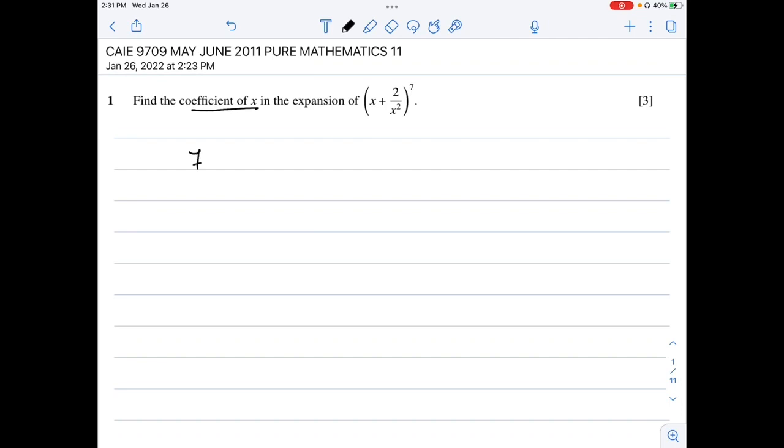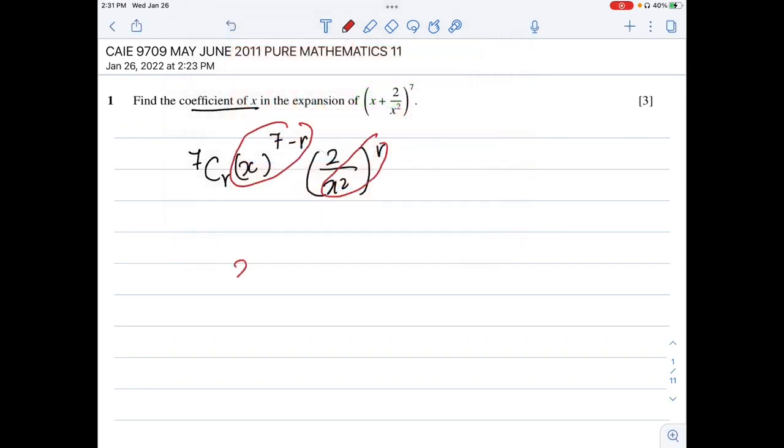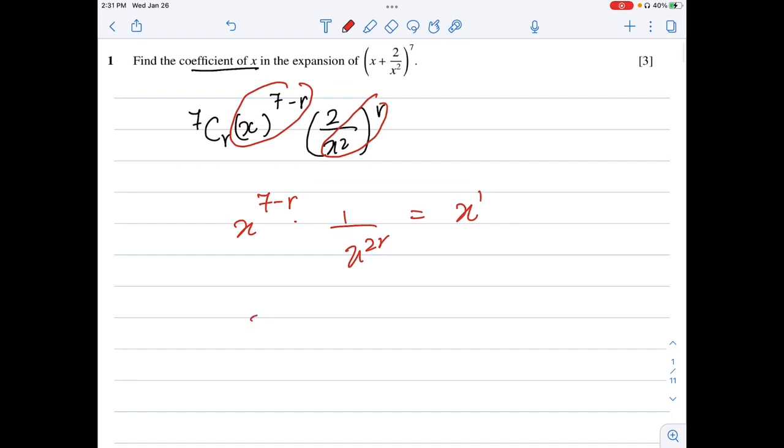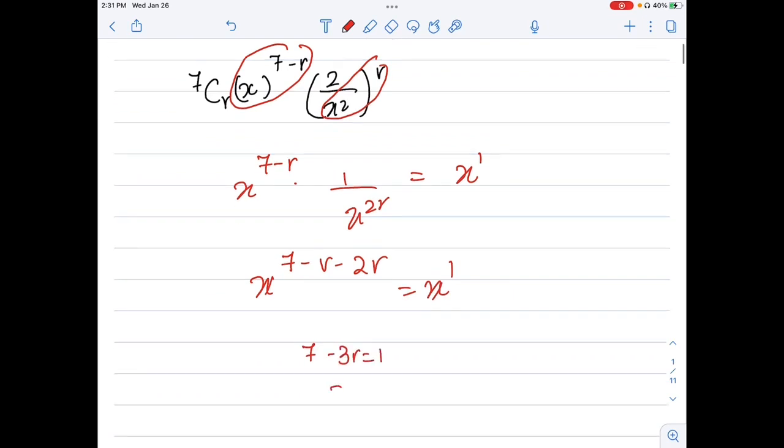So I write the general term, 7Cr, x to the power of 7 minus r, (2 upon x squared) whole to the power of r. I want the coefficient of x, so first of all, how do I get x out? x to the power 7 minus r, 1 upon x to the power 2r, is equal to x to the power 1 because I am talking about x. 7 minus r minus 2r is equal to 1. The x gets cancelled. 7 minus 3r equal to 1. 3r equal to 6. So r is equal to 2.